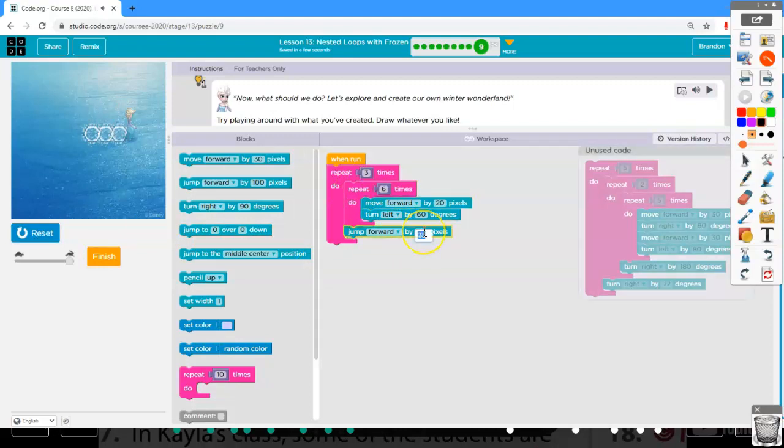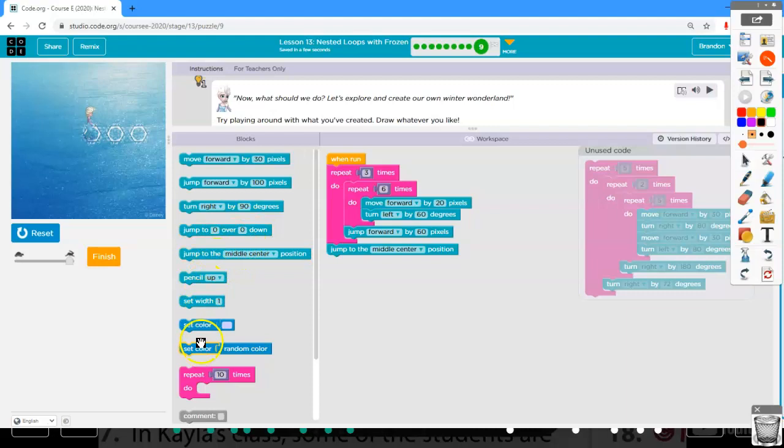And I decide I want there a little more space between them. So let's try 50. And maybe even a little more. So it's just playing around, seeing what you like. There we go. So now I want her to go back to the middle. So we can do jump to the center position, which is the same as jump to 20 over 20 down. These are the exact same pieces of code.